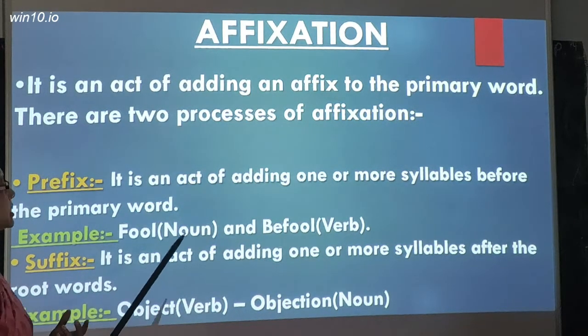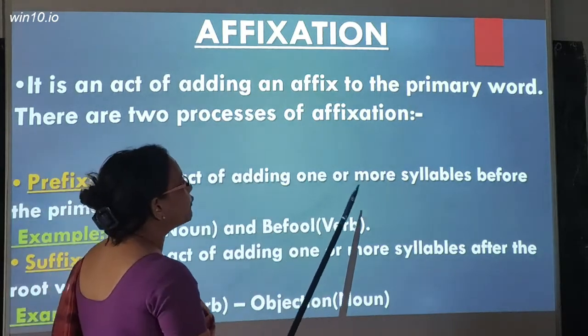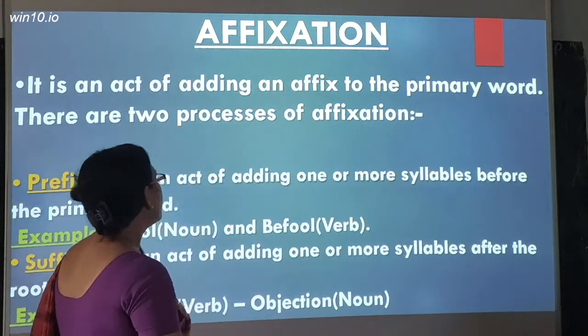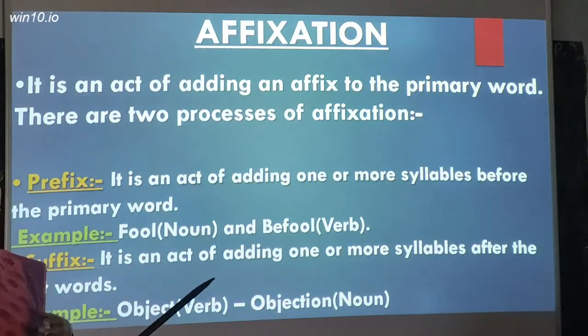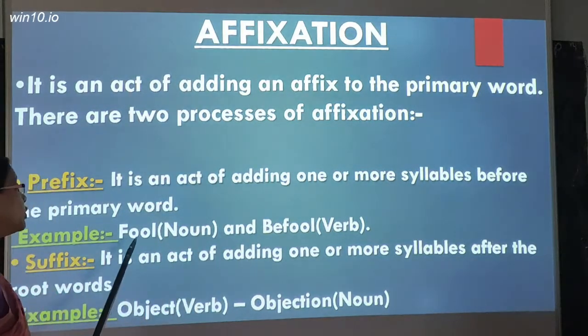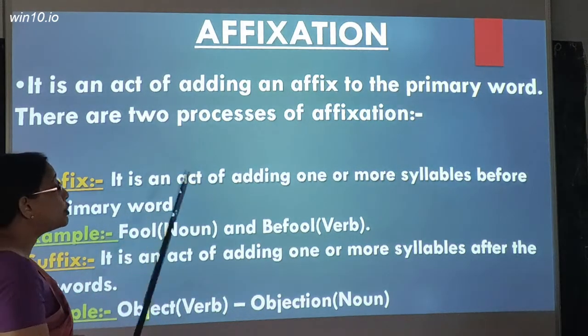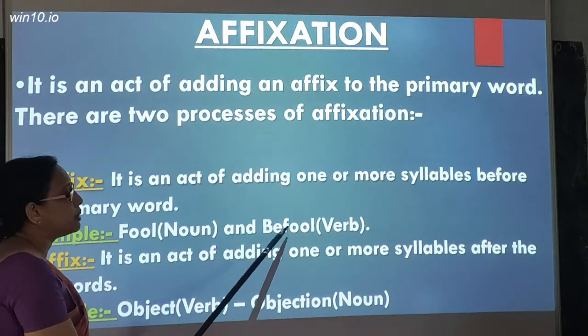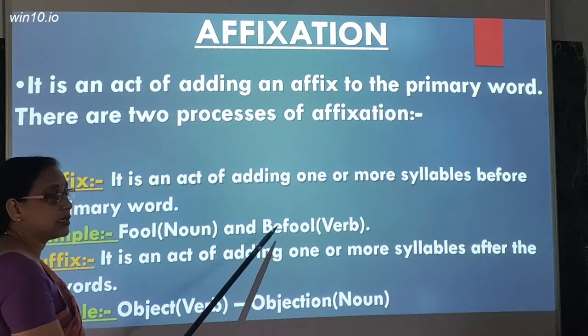Then what is prefix? It is an act of adding one or more syllables before the primary word, before the root word, before the base word. Example, fool. Here fool is a primary word, and when we put two syllables before fool, that is B-E-B, that is prefix.